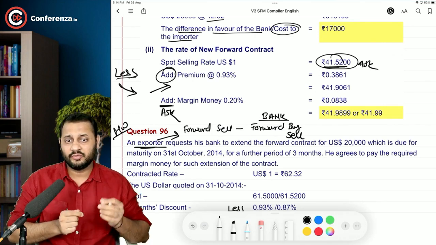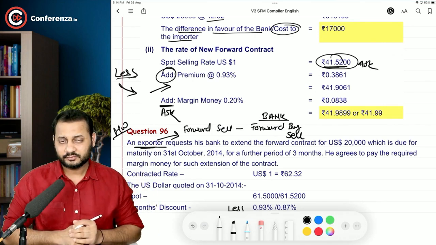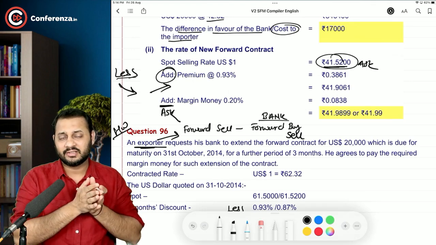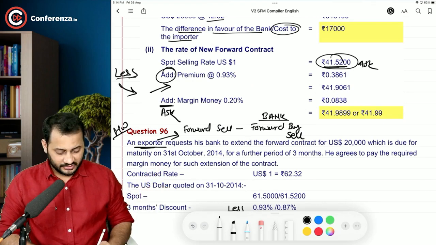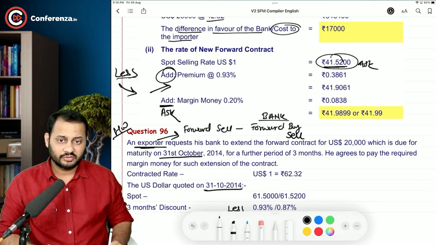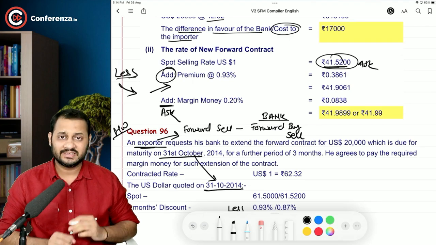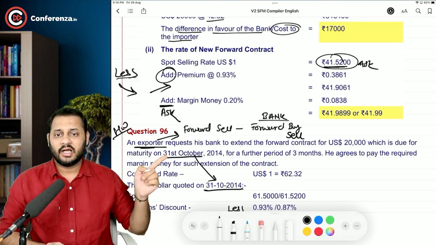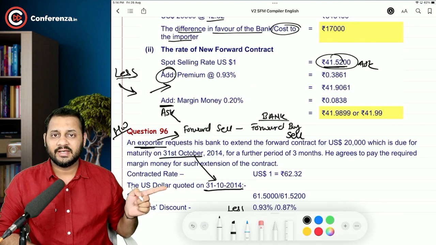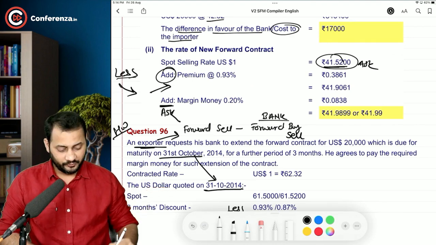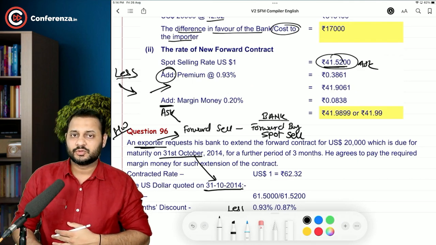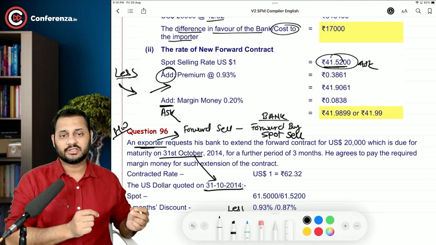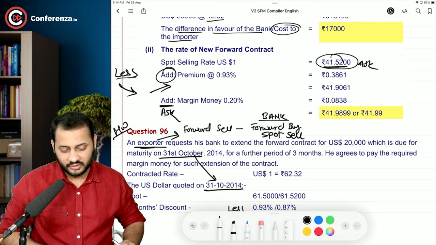If it is on due date, we will take the spot rate, because we have to make sure that the expiry is same. He agrees to pay the required margin money for such extension. See, this is 31st October. This is also 31st October. The entire story is same as the previous question, and we are going to extend the contract on spot. So this will be the spot cancellation. Spot sell. After entering into a spot sell, we will be able to cancel the original contract.